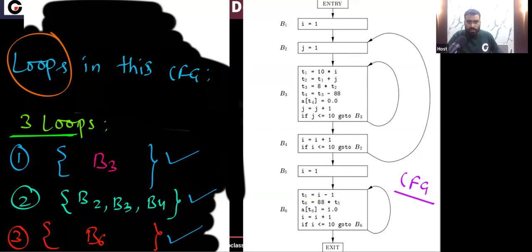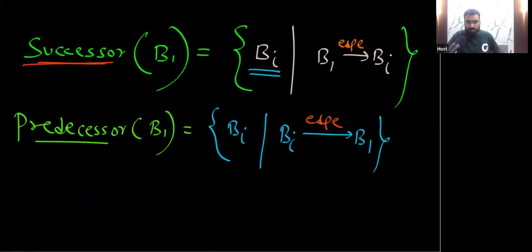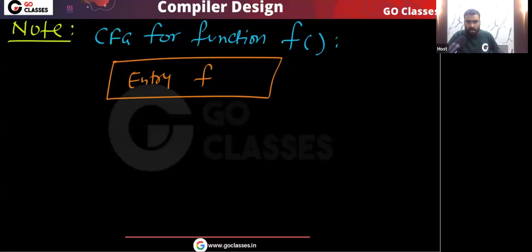Now let's move on. Everything we have seen in this control flow graph, every point, nothing I missed. Did you understand? Let me know.